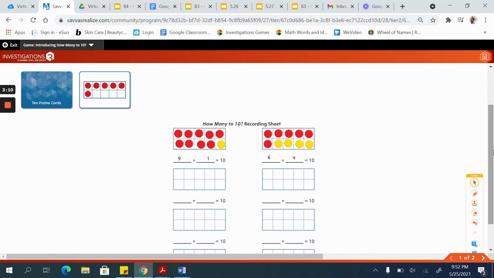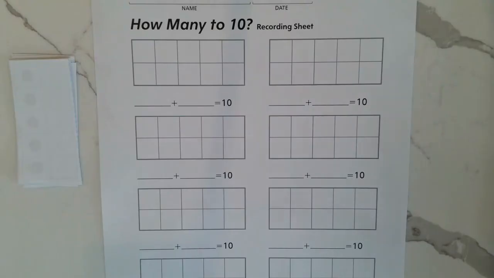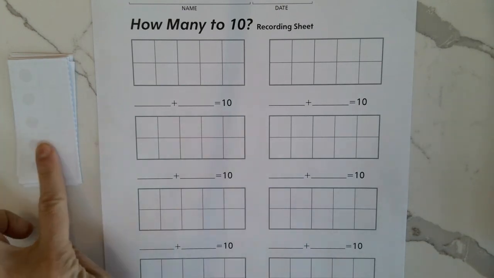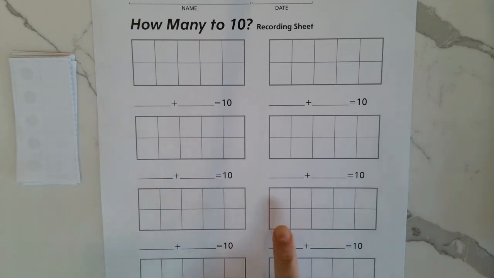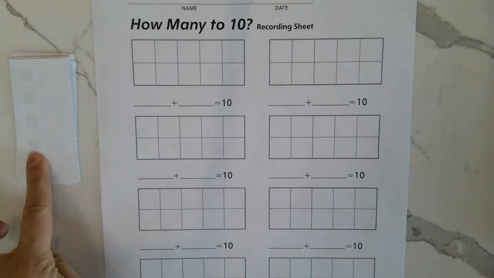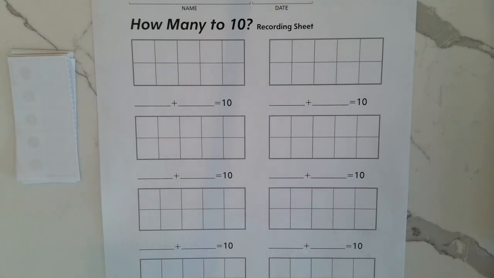And remember, you can choose to play this game online, or you can play at home with your paper recording sheet and your tens frame cards that you made. You can choose to play How Many to 10 with the materials you have at home. You'll need a pencil, your 10 frame cards, your recording sheet, and you'll need crayons or markers, something to color with, so that you can represent the number of dots on your 10 frame and then the amount of dots that you're going to add to build 10.